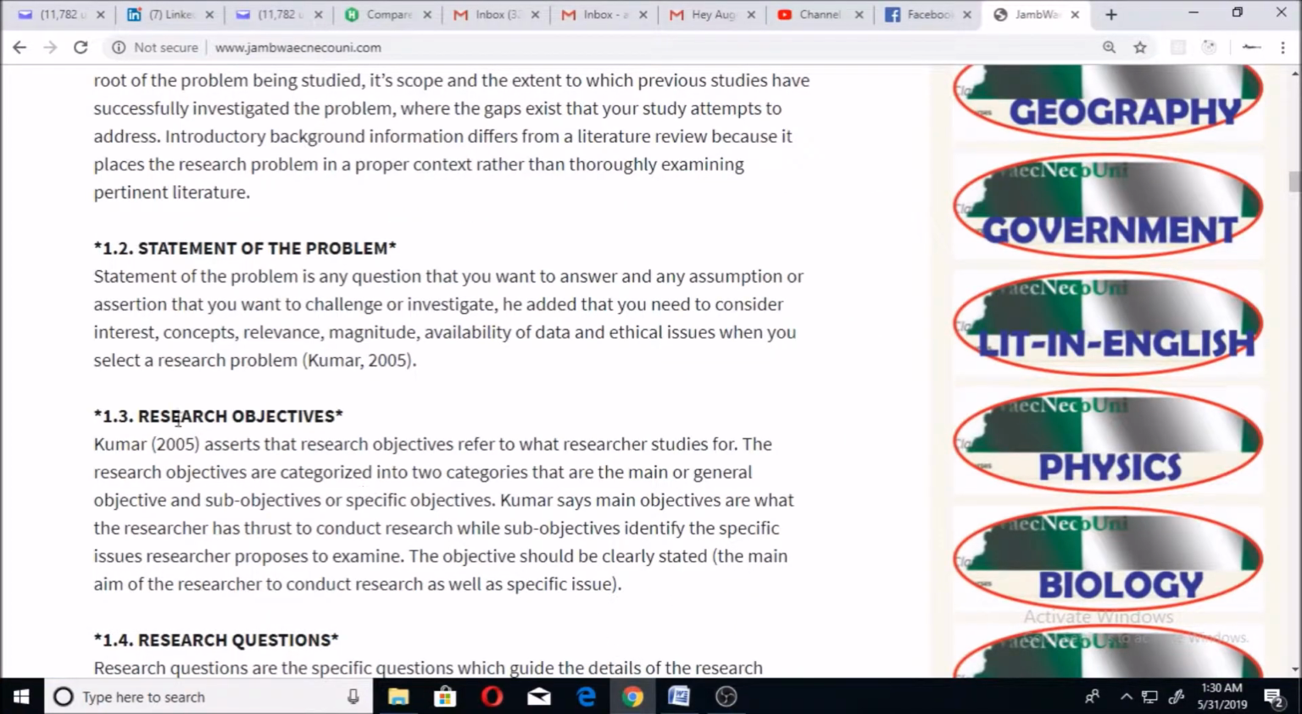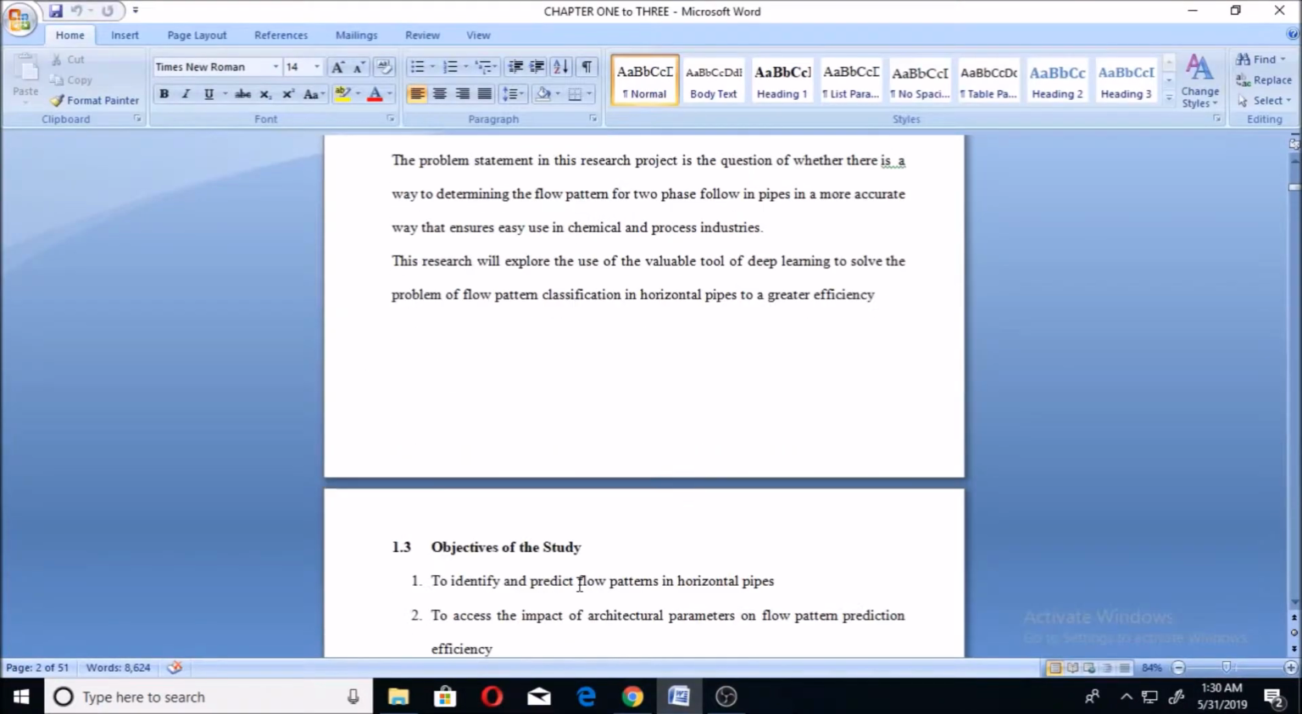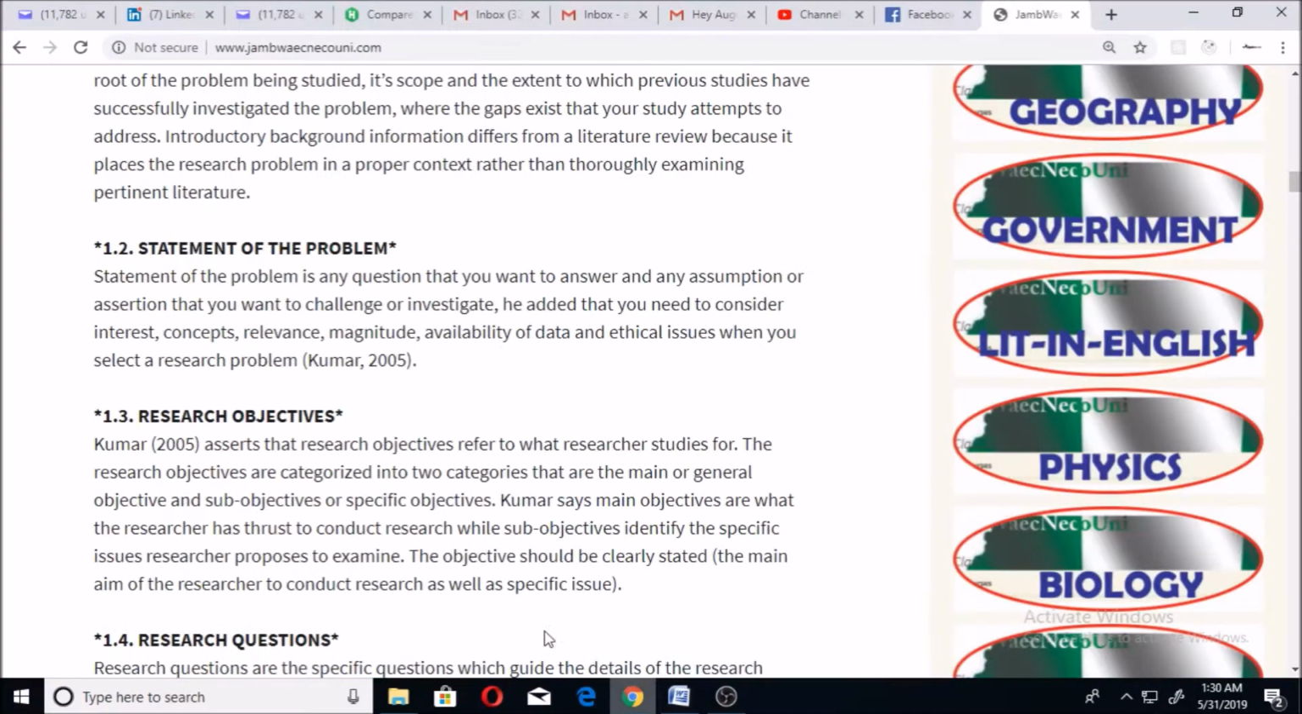Then after the statement you have the research objective, which you can also call objective of the study. So that's the next thing, you can see objective of the study. So what does it have to have? Kuma in 2005 referred to research objective as what the researcher studies for. So what are you studying for? The research objectives are categorized into two categories: the main or general objective and the sub-objective or specific objective. Kuma says main objectives are what the researcher has set out to conduct research on, while sub-objectives identify the specific issues the researcher proposes to examine. The objective should be clearly stated.